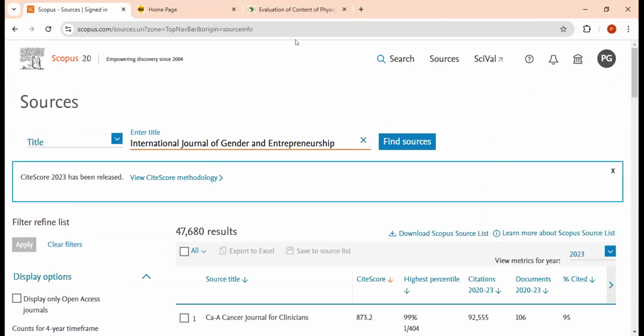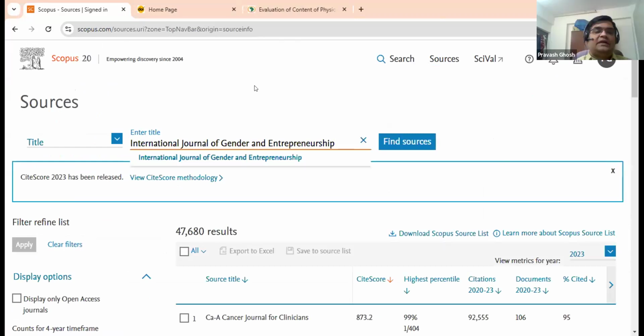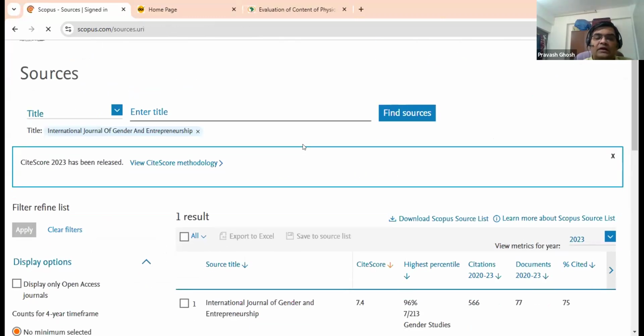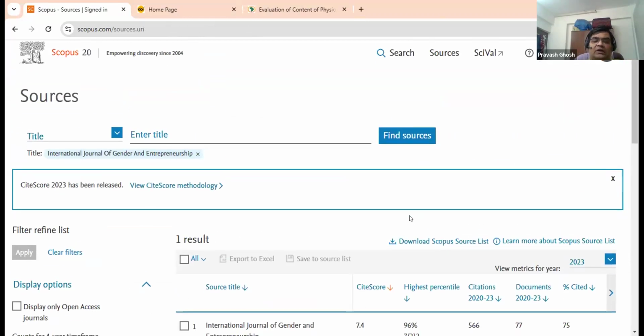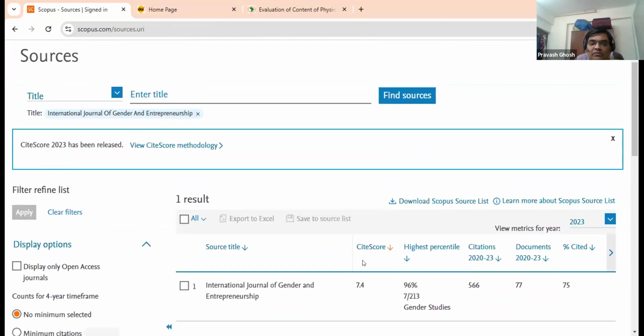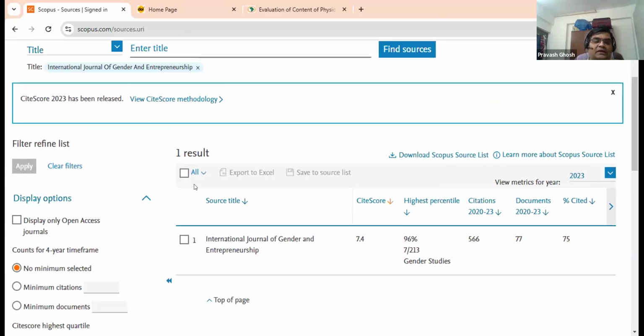Let's see if it is there. Yes, it's in Scopus. One result. Oh, very good journal, madam. Is Chetna ma'am here? Very good journal, ma'am. Cite score 7.4. It's a Q1 journal. Have you sent your paper?